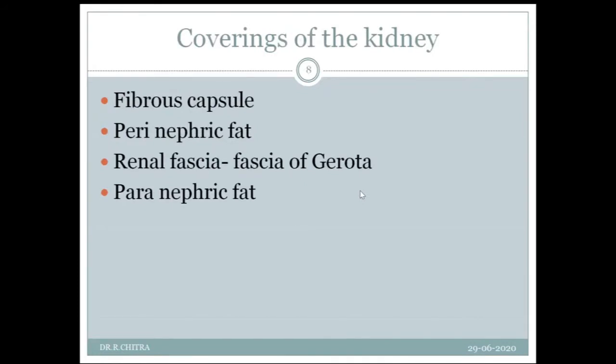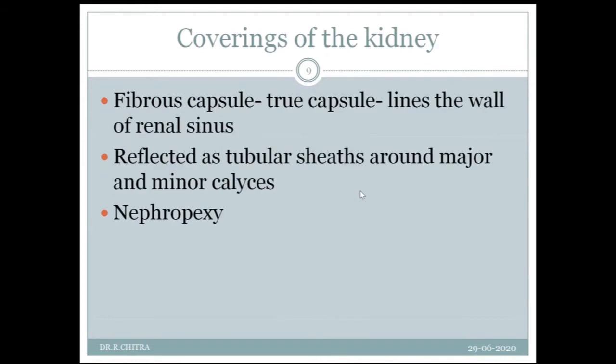Coverings of the kidney from inner to outer: fibrous capsule, perinephric fat, renal fascia, also called the fascia of Gerota, and paranephric fat. We will see these coverings one by one. The fibrous capsule is the true capsule of the kidney. It is reflected even inside and lines the walls of the renal sinus. If the kidney is healthy, you can easily reflect the capsule from the surface of the kidney.